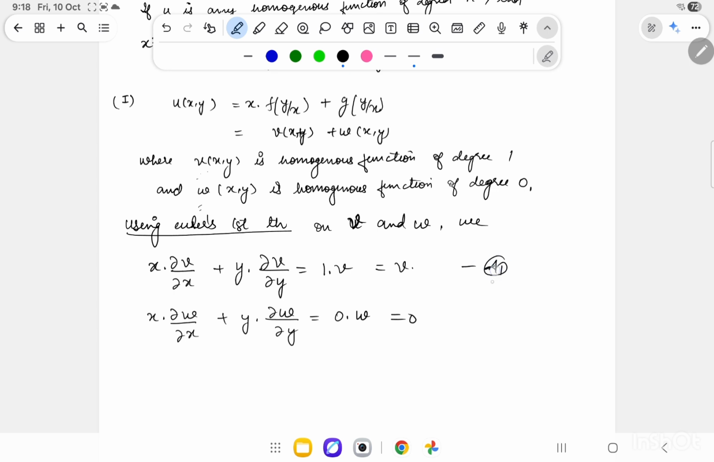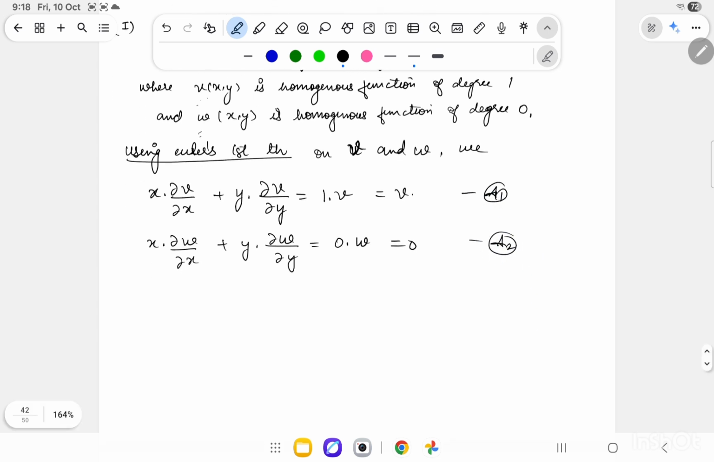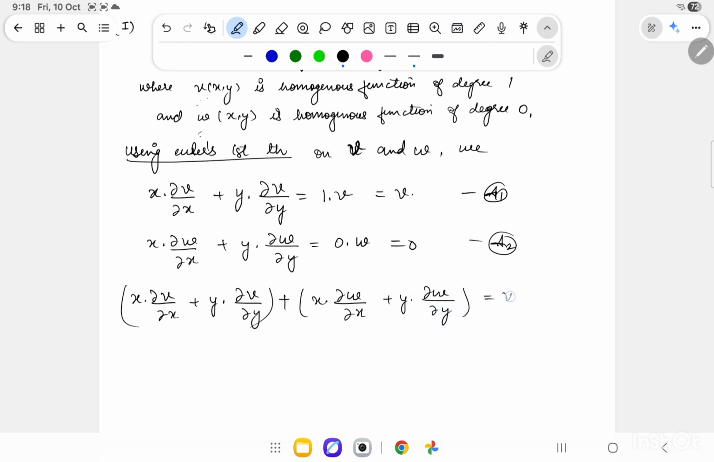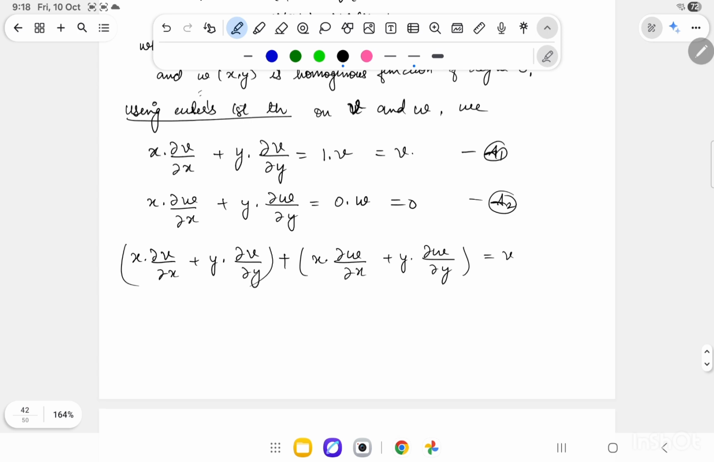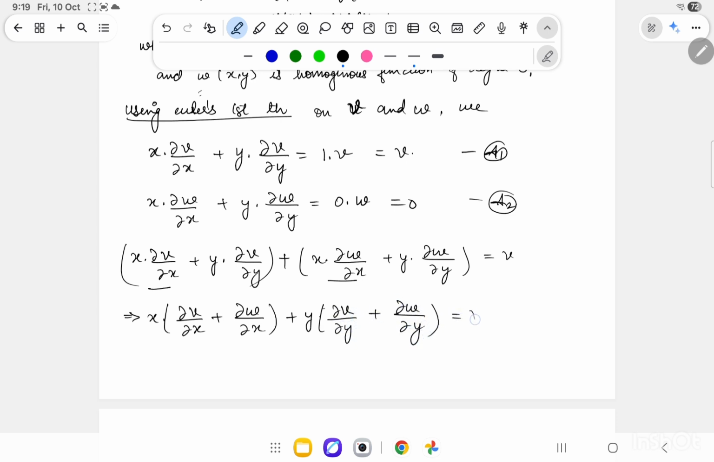Now if I name them star 1 and star 2, let's add both, so I'll get x times del v by del x plus y times del v by del y plus x times del w by del x plus y times del w by del y equals v plus 0, that is v only. Now I can club these terms, so I'll get x times (del v by del x plus del w by del x) plus y times (del v by del y plus del w by del y) equals v.